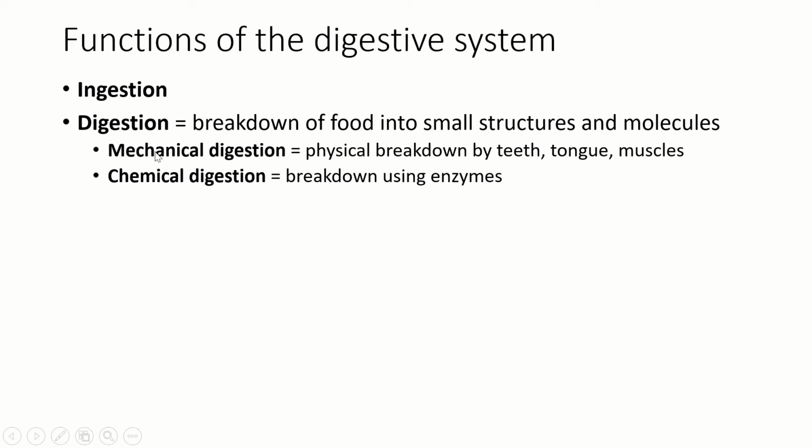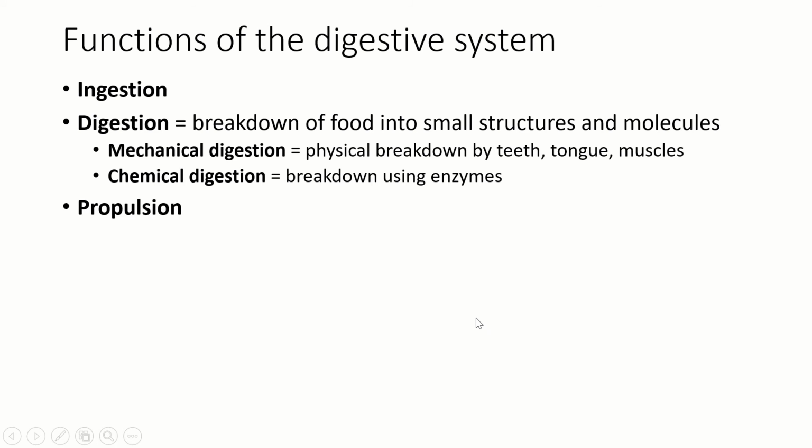There's two ways we do digestion. Mechanical digestion is a physical breakdown, and that's done by the teeth and the tongue, obviously in the mouth, but also by muscles in the digestive system. We'll talk about that. And then chemical digestion is the breakdown using enzymes and other molecules that break large molecules into small molecules. So first, mechanical digestion has to get the big pieces of food into small pieces of food, and then enzymes can work on those smaller pieces to break down the molecules.